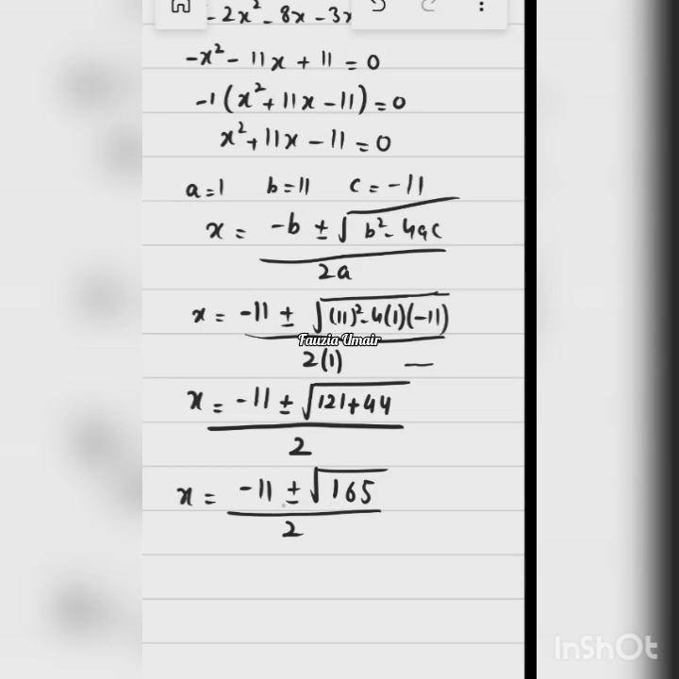It's not a perfect square. So I told you that the answers or the solution can be either rational numbers or irrational, or it can be complex number as well. We did some questions in which complex answers come. All right. So what are the two values of x?